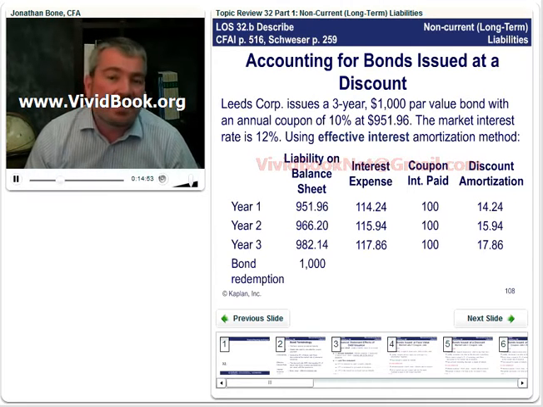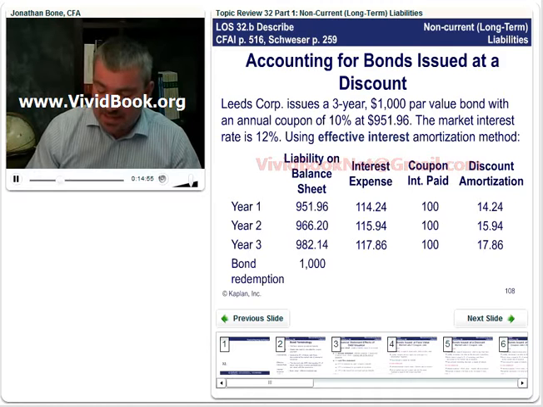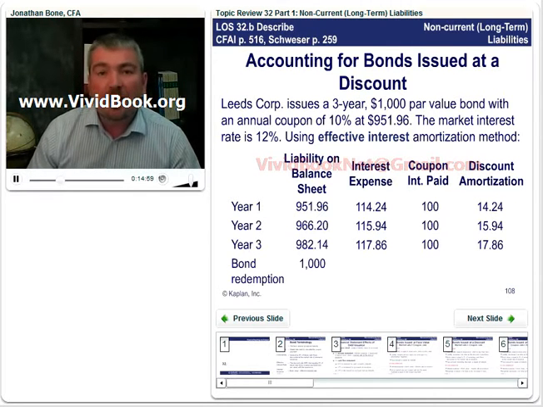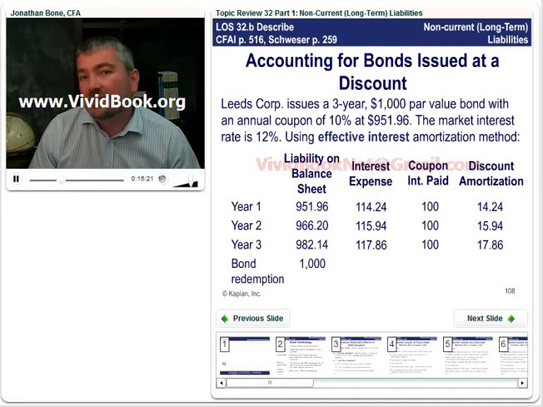Now, to get the effective interest, or the interest expense in year 2, take our effective interest rate of 12%, multiply by the opening liability at the beginning of year 2, 966.20, and we've got 115.94. Now, notice the difference with the coupon paid. This time we've got 15.94. And of course, that's going to increase the liability value at the end of year 2, beginning of year 3. So our liability value is now 982.14.